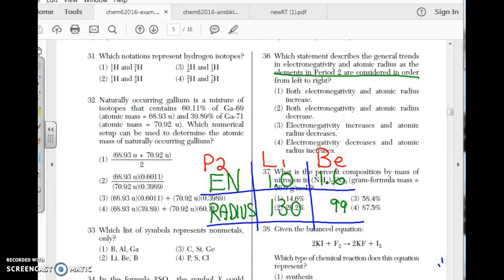Well, if you notice what I did below, I went to the table S, and I just chose 2 elements side by side in period 2 to compare. I just looked up their radii, and I looked up their electronegativity. As you see, there is an increase in electronegativity, but there's a decrease in radius, which is going to be choice number 3.